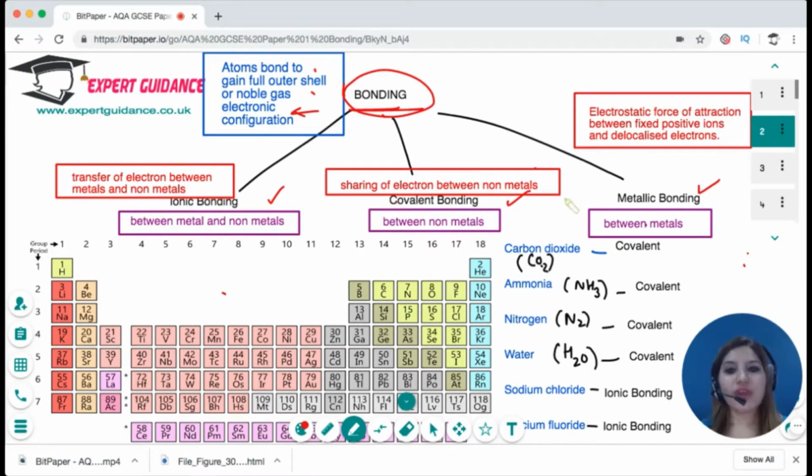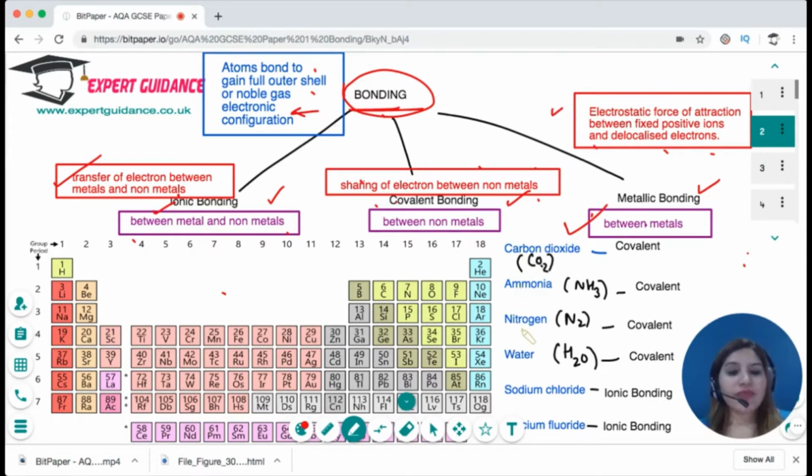They bond to gain a full outer shell or noble gas electronic configuration. And they do so in three ways: by transfer of electrons between a metal and a non-metal, so that is ionic bonding. Covalent bonding is the sharing of electrons between two non-metals, and metallic bonding is between metals, where there's an electrostatic force of attraction between fixed positive ions and delocalized electrons.